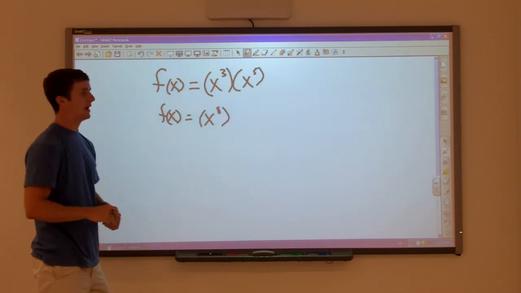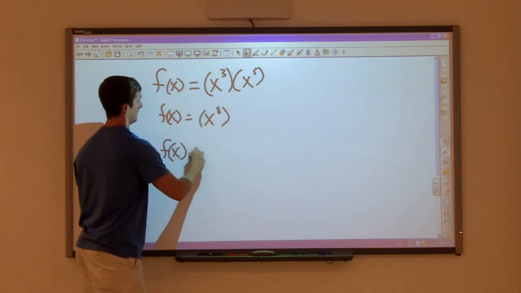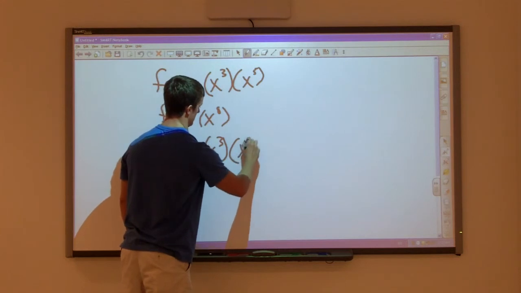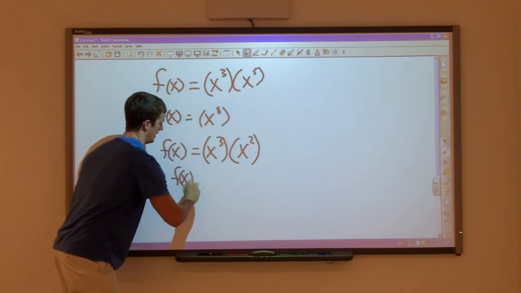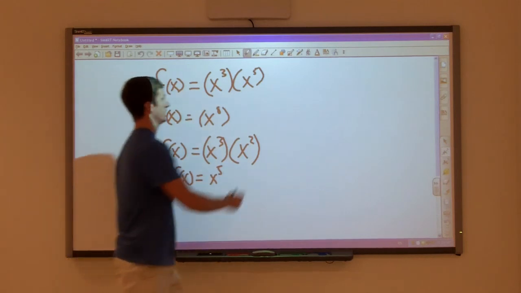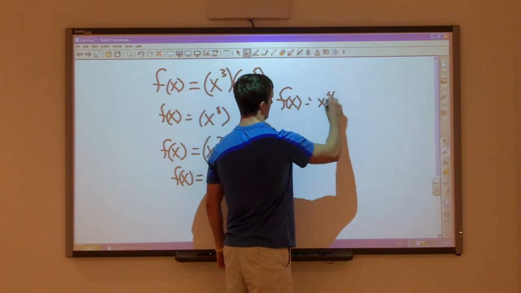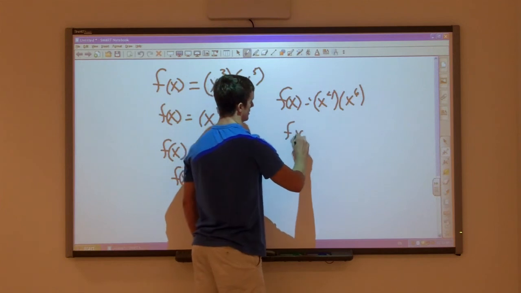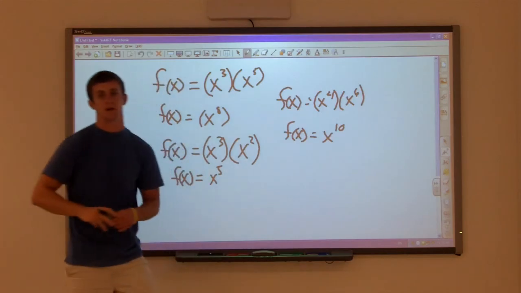Now what happens if we multiply an odd function times an even function? When we multiply an odd times an even, our answer is going to be an odd function. And then when we multiply two even functions, we end up with an even function. And that would be the same for dividing even and odd functions as well.